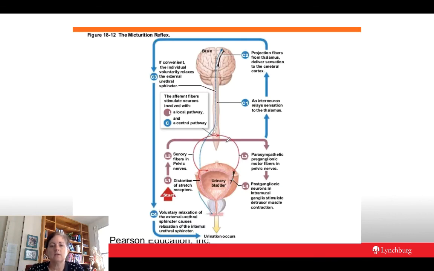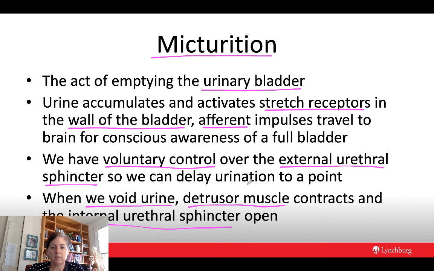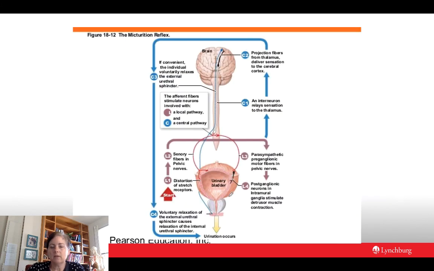I also included this pathway too, but this basically walks through the same thing. So the three things that have to happen as part of micturition is you have to have contraction of the detrusor muscle. So we get stimulation of detrusor muscle. We get voluntary relaxation of the external urethral sphincter, and we get relaxation of the internal urethral sphincter as a result.